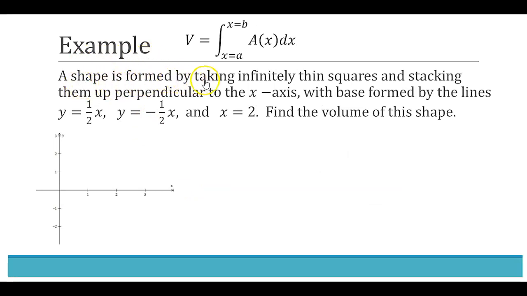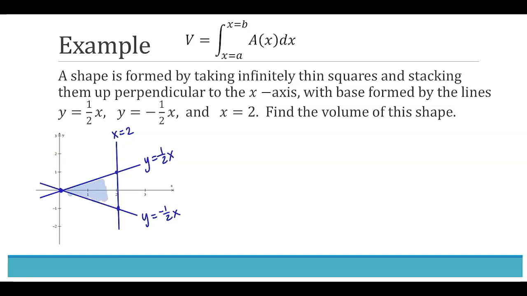A shape is formed by taking infinitely thin squares and stacking them up perpendicular to the x-axis with base formed by the lines y equals 1/2 x, y equals negative 1/2 x, and x equals 2. Find the volume of this shape. Let's start by constructing the base and sketching these three lines. Here I'm going to go ahead and label them as y equals 1/2 x, y equals negative 1/2 x, and x equals 2.